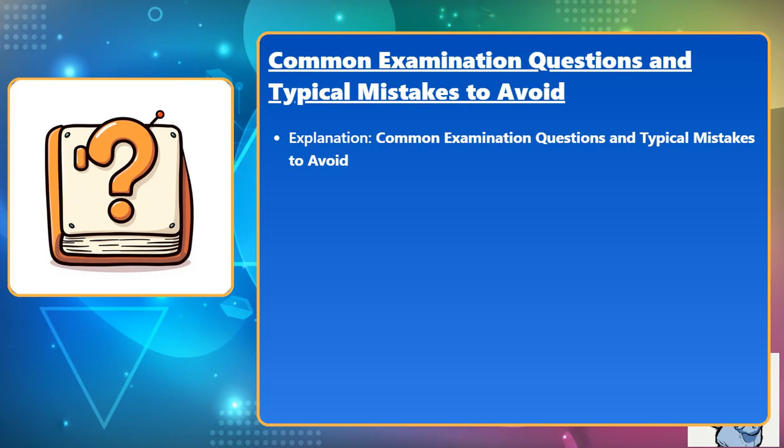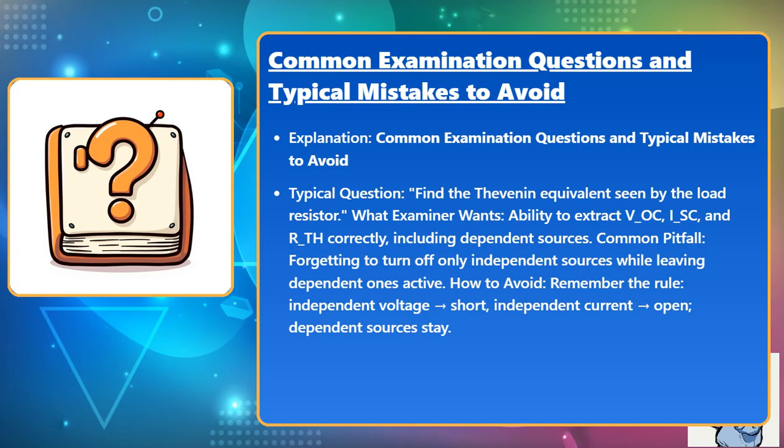Explanation: common examination questions and typical mistakes to avoid. Typical question: find the Thevenin equivalent seen by the load resistor. What the examiner wants: ability to extract VOC, ISC, and RTH correctly, including dependent sources. Common pitfall: forgetting to turn off only independent sources while leaving dependent ones active. How to avoid: remember the rule. Independent voltage to short, independent current to open, dependent sources stay.